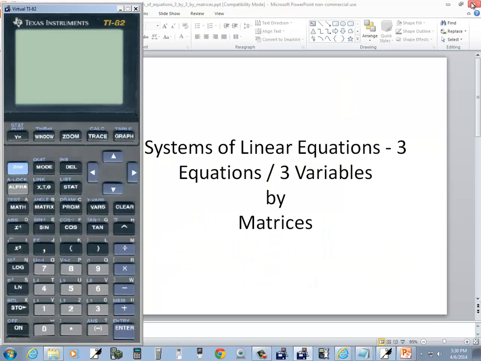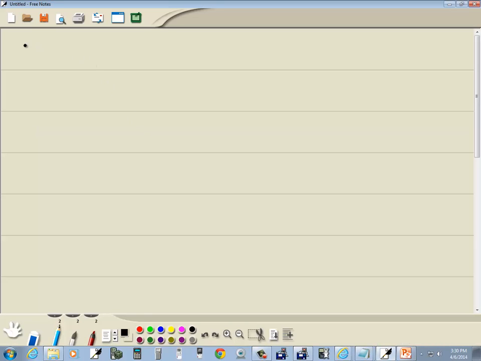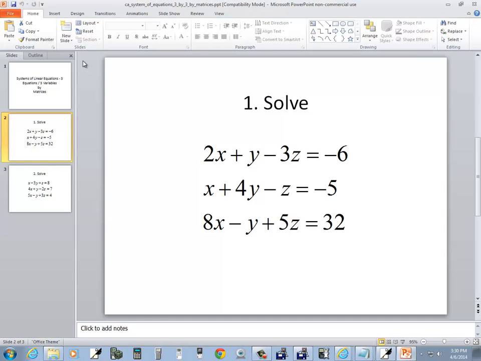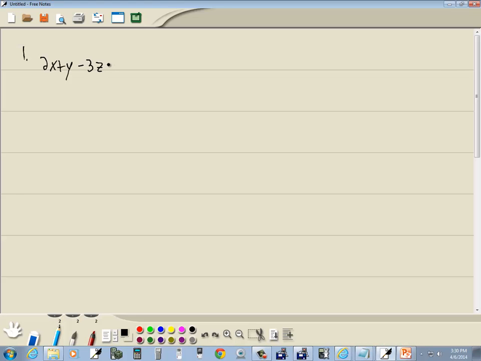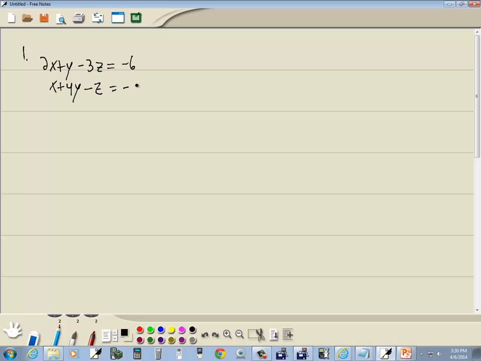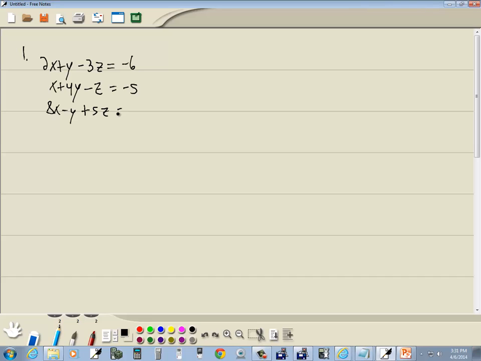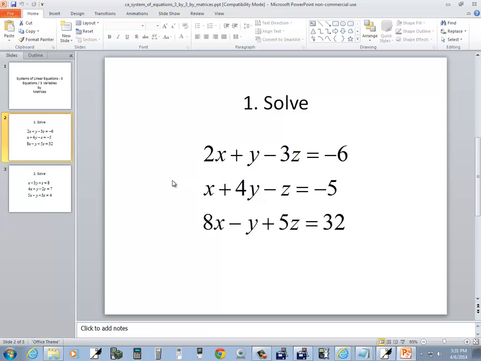Okay. Let's take a look at this one. And we'll look at this problem first. So we've got 2x plus y minus 3z is equal to -6. And we've got x plus 4y minus z is equal to -5. And 8x minus y plus 5z is equal to 32. Let me double check all that.